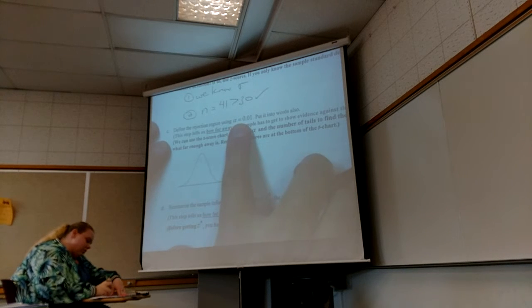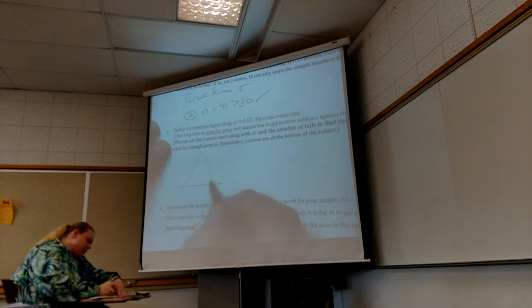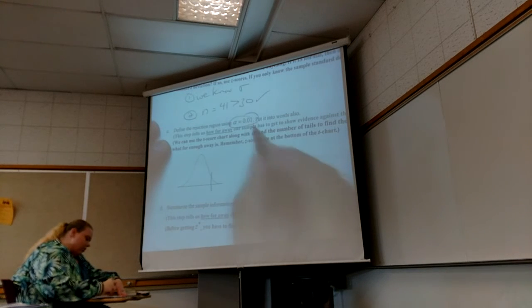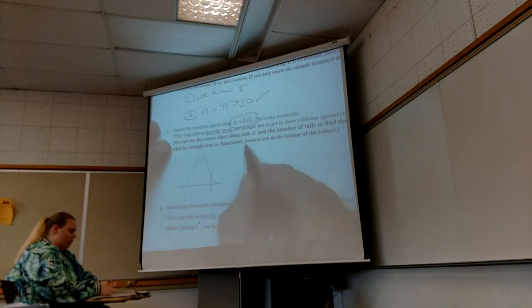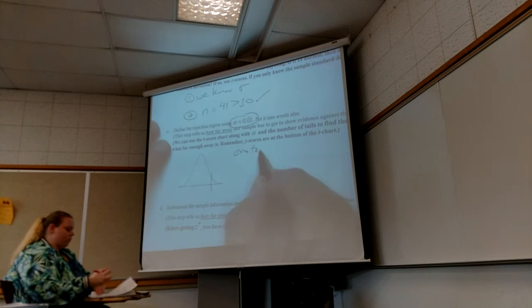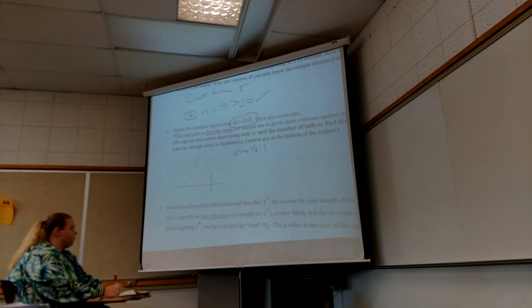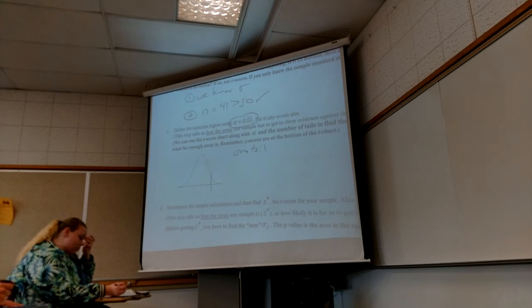So where's my tail going to be? Up here. Alpha's 0.01. It's a one-tail test. Be careful. Alpha is 0.01. That is the area in the tail or tails. Where am I going to look for 0.01? Which row?